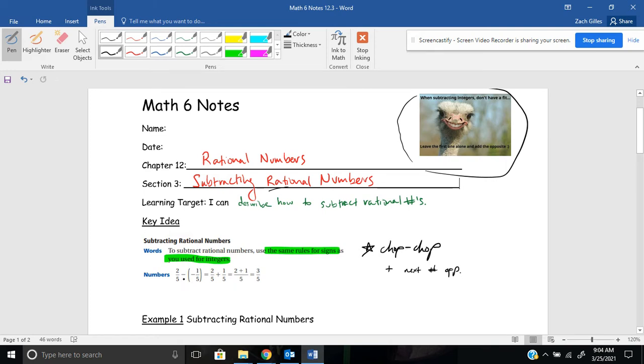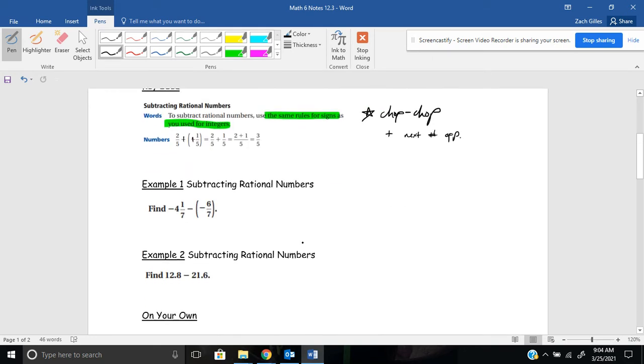Originally we had 2/5 minus -1/5, and they changed the subtraction to addition and the next to its opposite. So subtracting a negative is the same as adding a positive. And you can see then they just followed their fraction rules. Common denominator, keep it, add the numerators to get 3/5. So use those rules that we talked about in chapter 11 or the previous chapter.